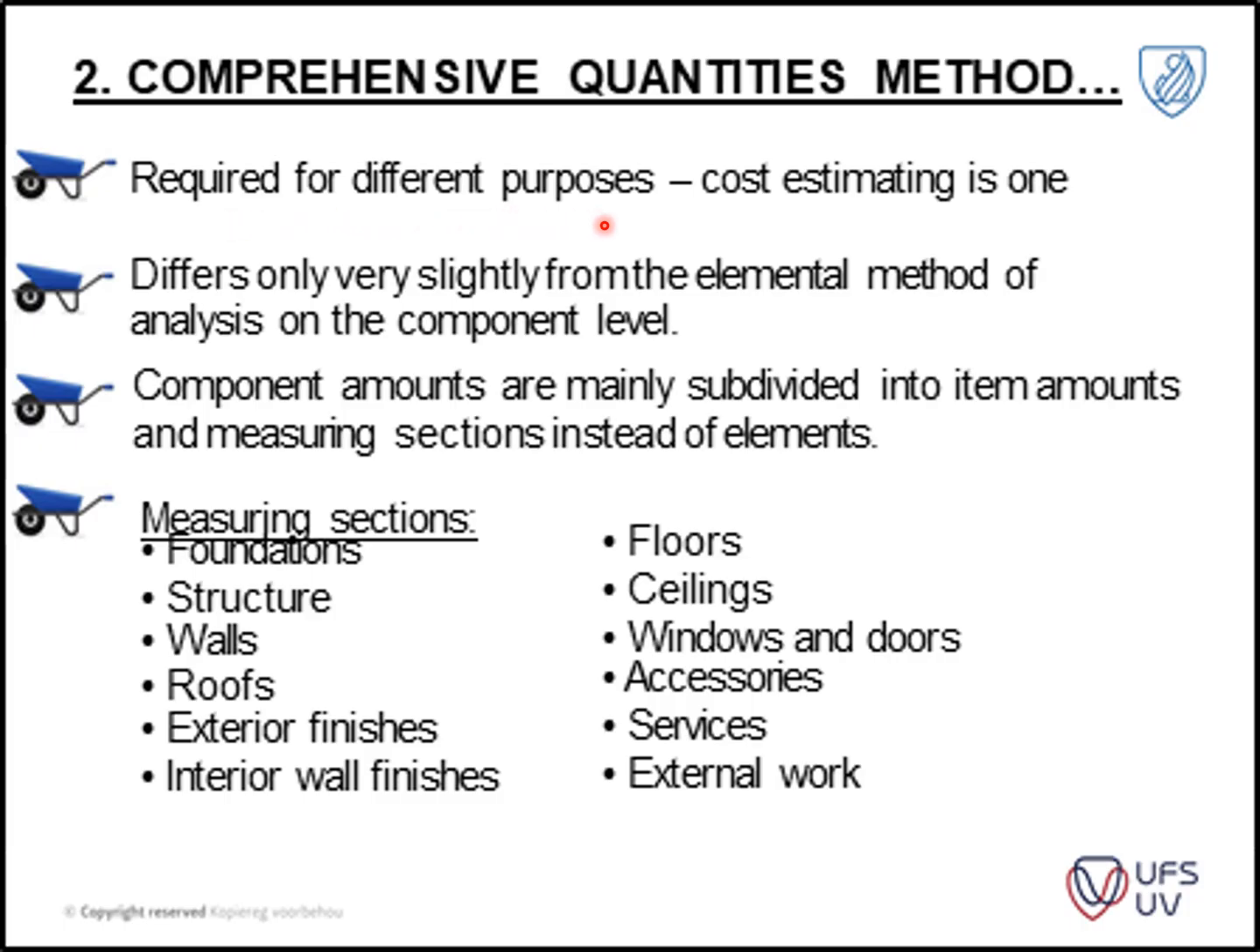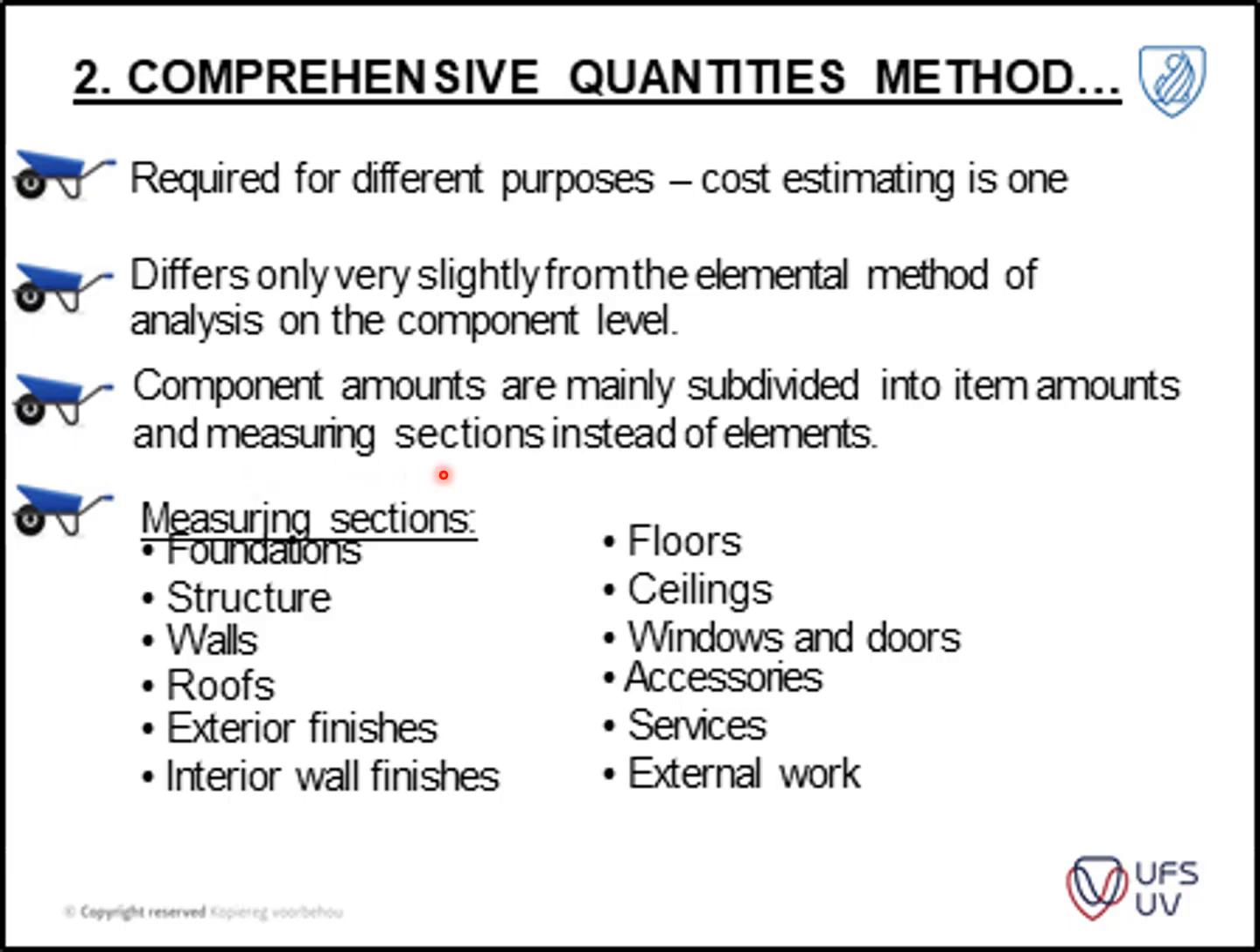It's required for different purposes. It's for cost estimation, for one, and differs only very slightly from the elemental method of analysis on the component level. Okay, the thing is, you're still grouping your components in accordance with the guideline as per the dim sheets shown in the previous few slides. The component amounts are mainly subdivided into items and measurements.